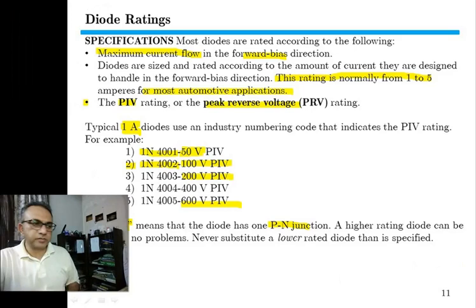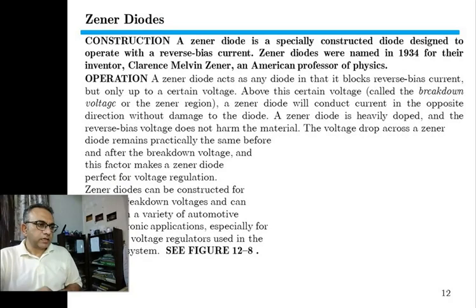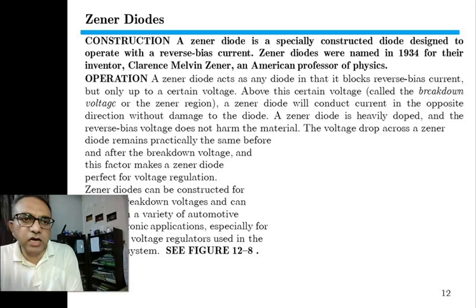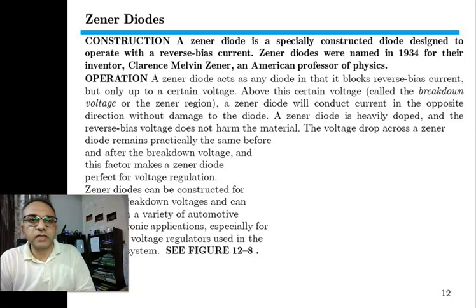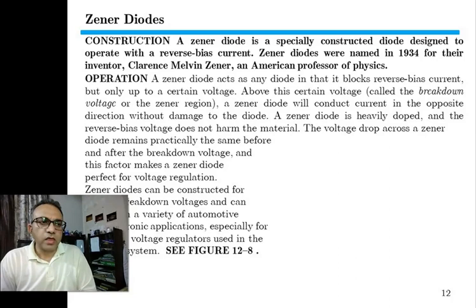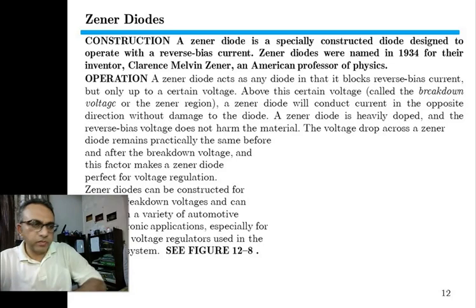The next slide is Zener diodes. Essentially, Zener diodes are our normal PN junction diodes, but they are always used in reverse bias condition. In a Zener diode, we use the diode in reverse bias condition.